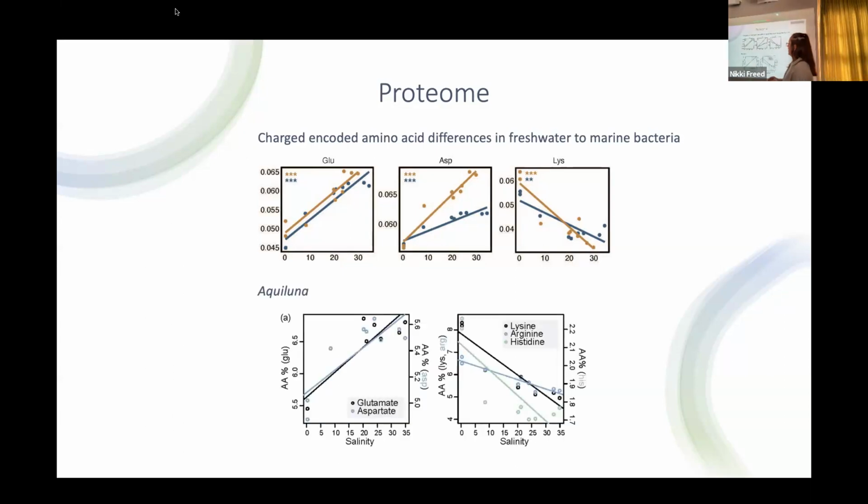So that was encoded by the genomes across all of our MAGs, and then we subsequently pulled out that Aquiluna MAG and mapped some transcript data back to that, and we find that really nice pattern again with an increasing acidic external proteome.